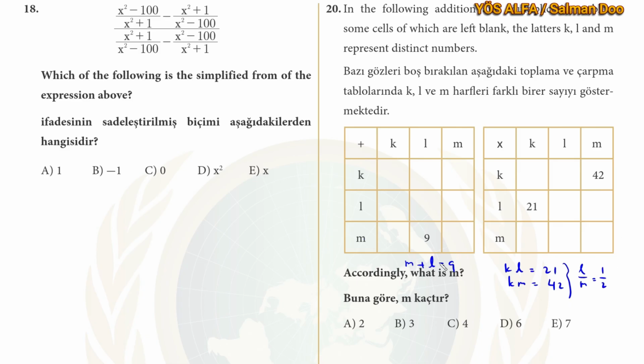And from the first table, we know that the sum of M and L should be 9. So that means when we multiply both numerator and denominator by 3, we have 3 over 6. Now we have 3 plus 6 is equal to 9. That means M is equal to 6 here. And this is what we are asked. So the answer is D.